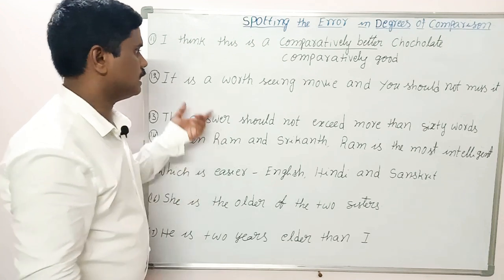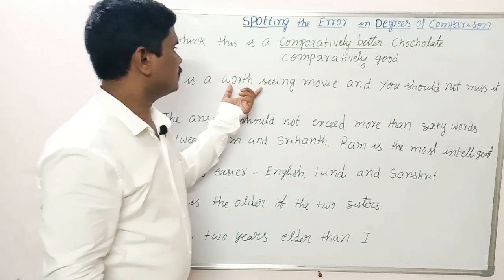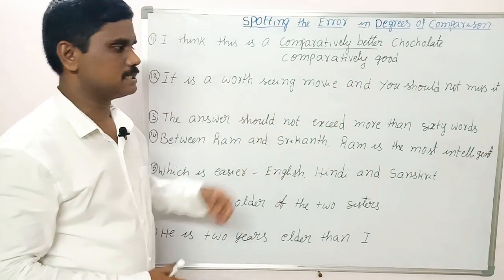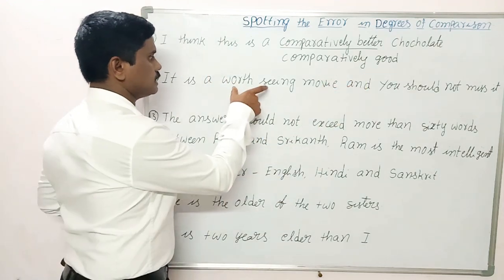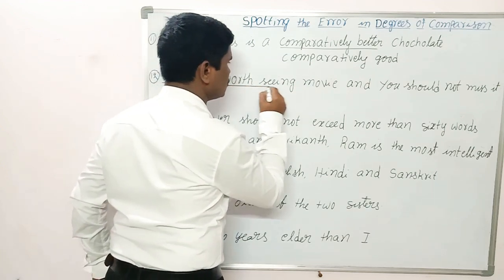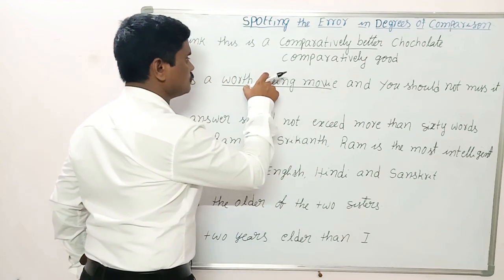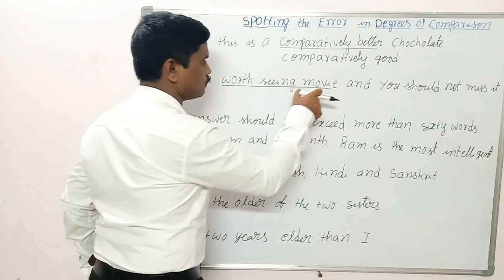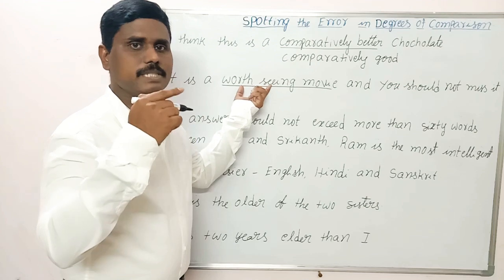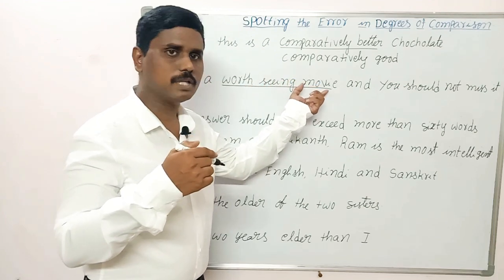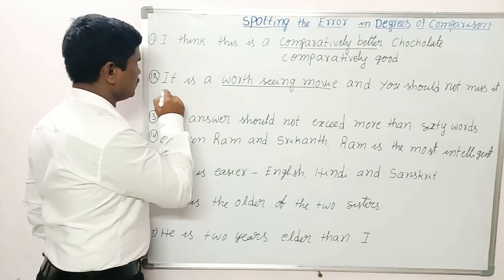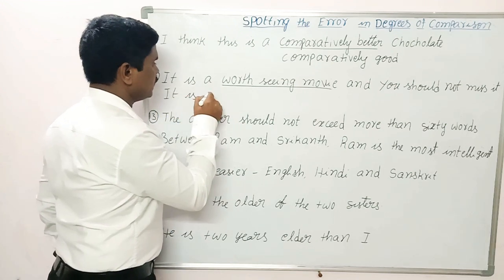Now let us see another sentence. It is a worth seeing movie and you should not miss it. This sentence is wrong. The wrong part is here, worth seeing a movie. What is wrong means we always use worth seeing after a noun. Worth seeing should always be used after a noun, not before the noun. So the correct answer is it is a movie worth seeing.